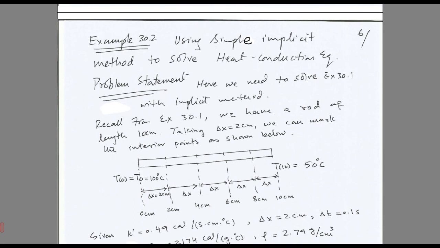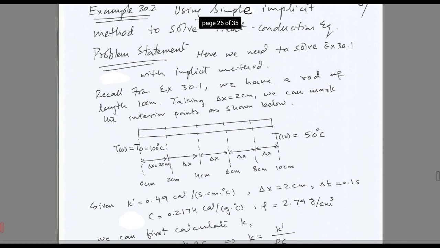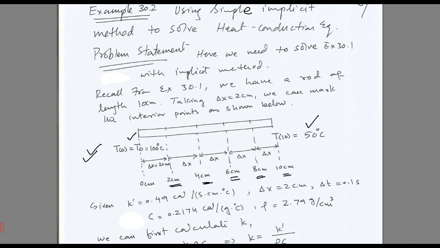So equation 30.1 shows the simple implicit method to solve the heat conduction equation. Here we have the example. This example shows the temperature profile, with distances at 2 centimeters, 4, 6, 8, 10. These are the boundary values.